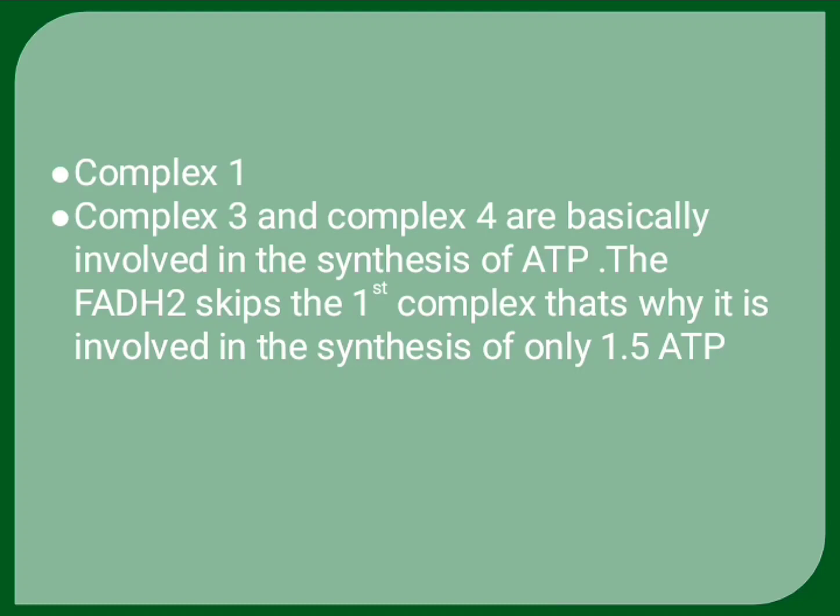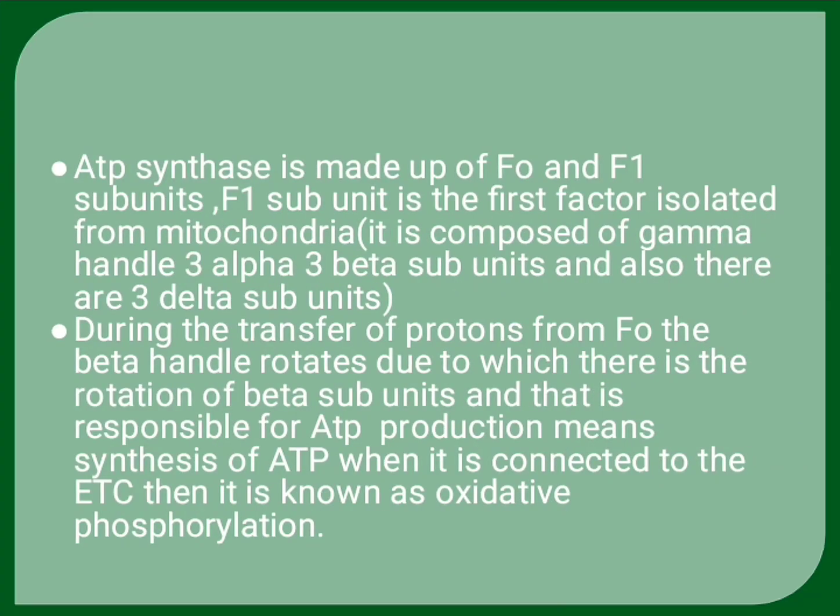And we have also discussed in the previous lectures in the electron transport chain and the chemiosmotic hypothesis that complex 1, 3 and 4 are basically involved in the synthesis of ATP, and these three complexes are responsible for the production of hydrogen ions and they pump the hydrogen ions outside the membrane. The FADH2 skips the first complex, so that's why the ATP production is less here, and that is 1.5 ATP, because it is from the second step to the third and then fourth.